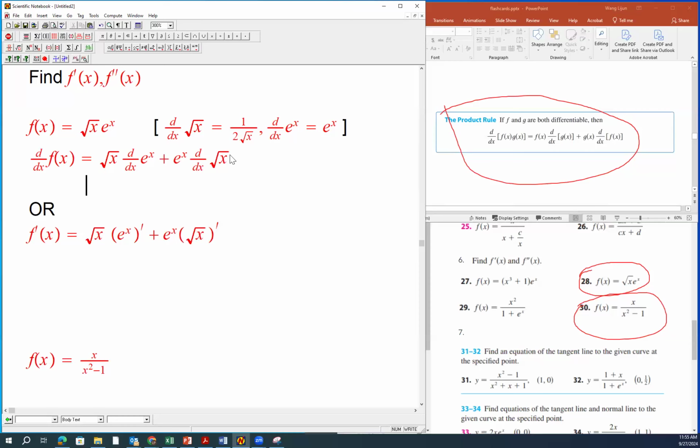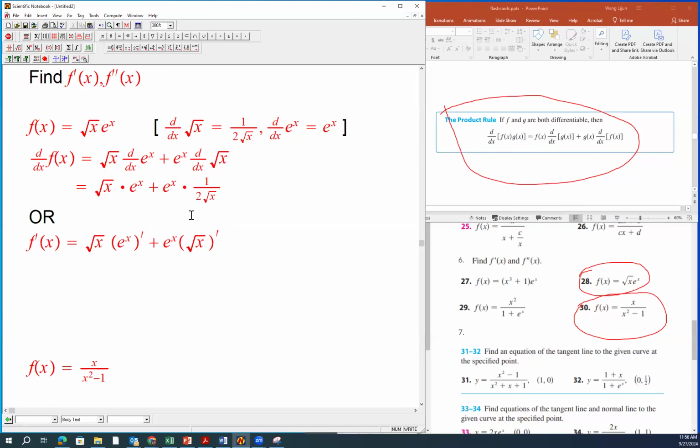If you do the first version, try to be consistent with yourself. The derivative of e to the power x is e to the power x. So this piece is root x multiplied by e to the power x, plus e to the power x, and the derivative of root x is 1 over 2 times root x. And if you want to reorganize it, why not? Sometimes, conventionally, we like to put it this way.